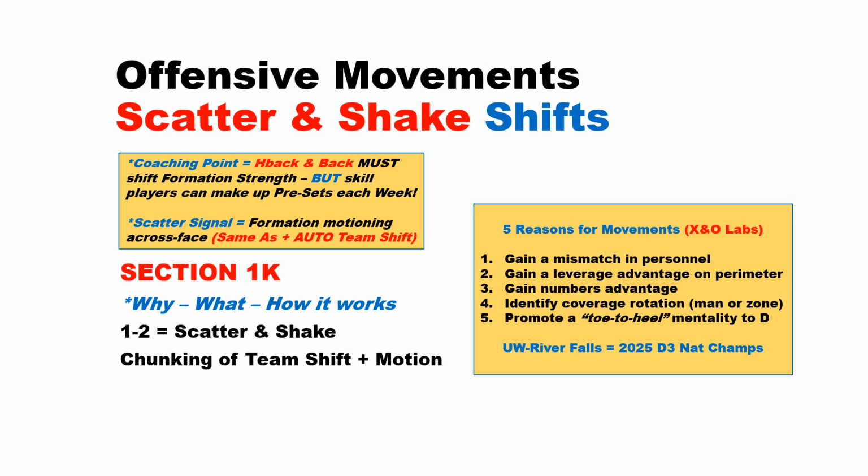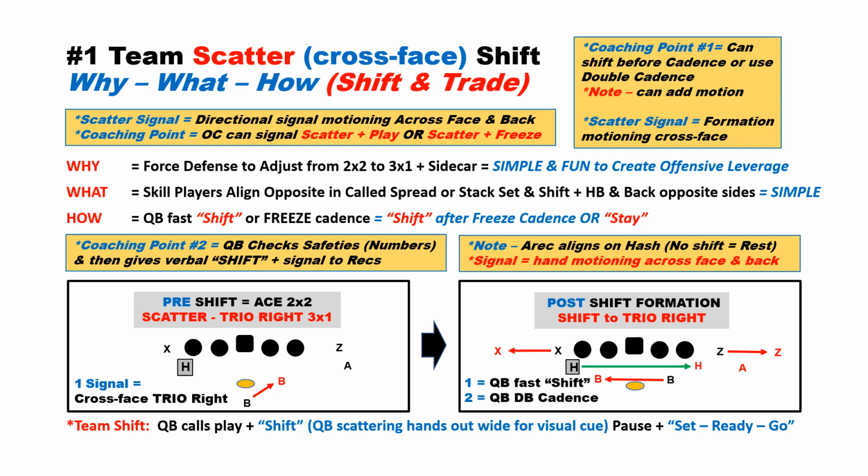Let's take a look. So first is our team scatter shift. We're simply going to take our directional formation signal and motion it across our face. Why we're doing this: we're going to be able to change the strength with the H-back and have the back in the sidecar to start. And how we're going to do this is simply let the players get into a pre-shift alignment opposite of spread or tight stacks, and then shift with a call into the final formation.